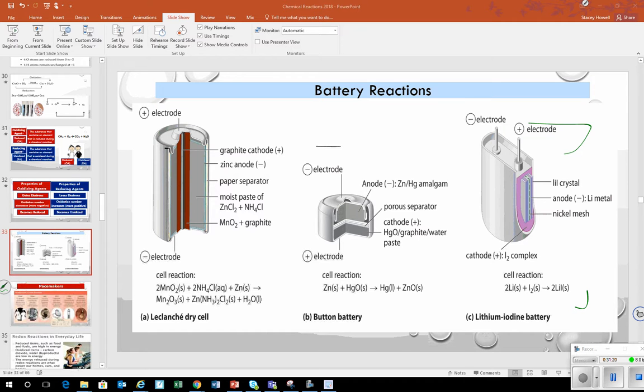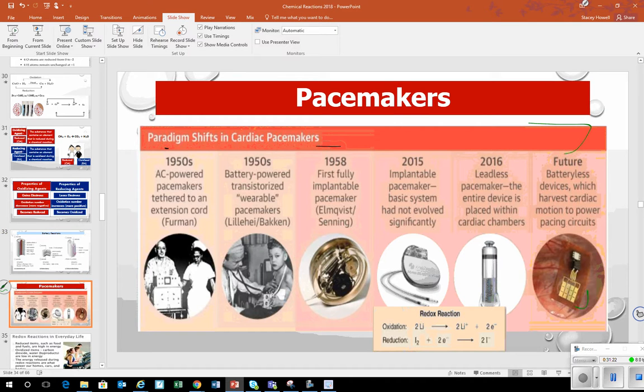So along with batteries, let's talk a little bit about pacemakers, because this is a chemistry health class. Yes? Batteries, uh-huh. How does the battery capacity decrease?